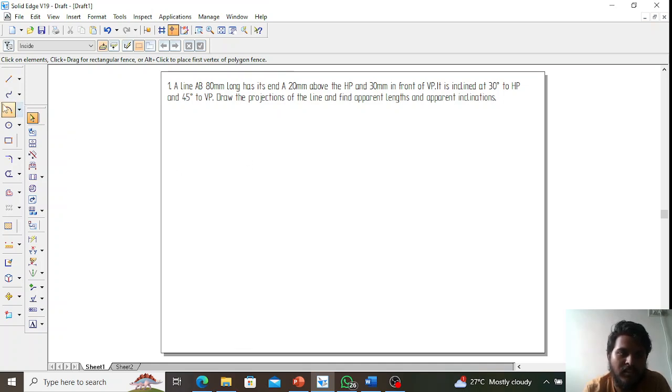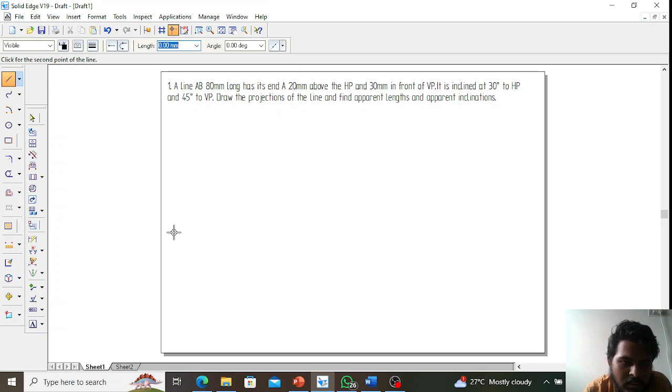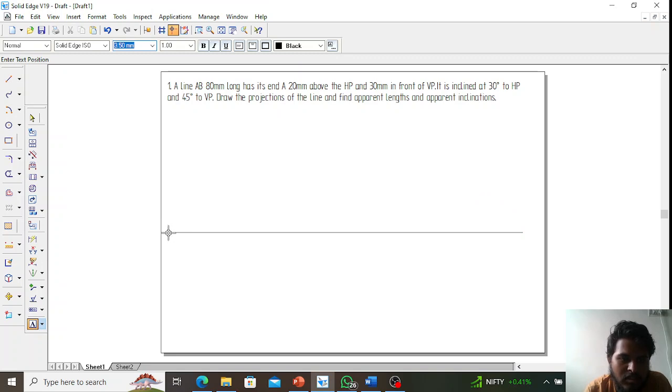So first let us draw one XY line. We change the thickness to 0.35 mm. Now I am drawing the line. So this is our XY line. Just name this X, Y. The upper half is VP. The lower half is HP.